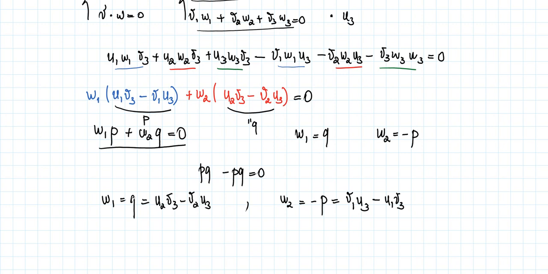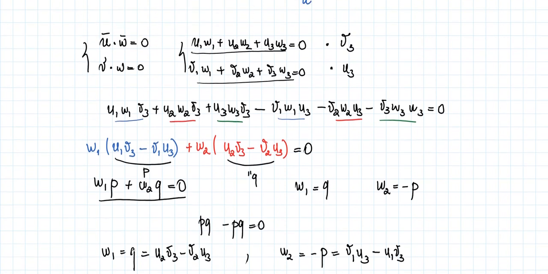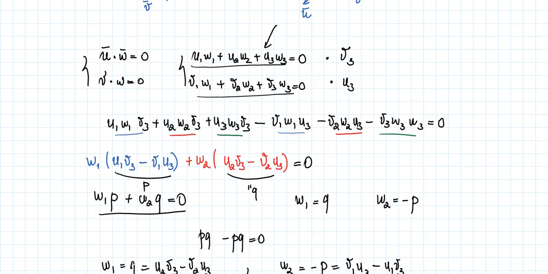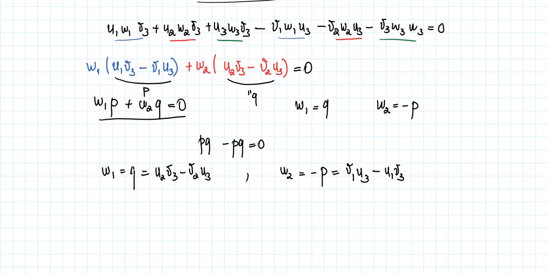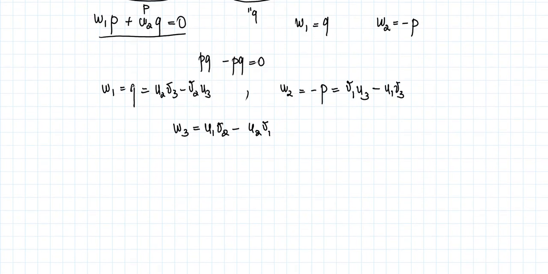And the only thing which I need to do is find omega 3, right? So if I substitute omega 1 and omega t into this equation here, I can find omega 3 from here, okay? So let's substitute and find omega 3. If you substitute them into the first equation, we can get omega 3 is equal to u1 v2 minus u2 v1, okay? So if we're given two vectors, u and v, the third vector omega, which is perpendicular to both of the vectors u and v, has the following components.